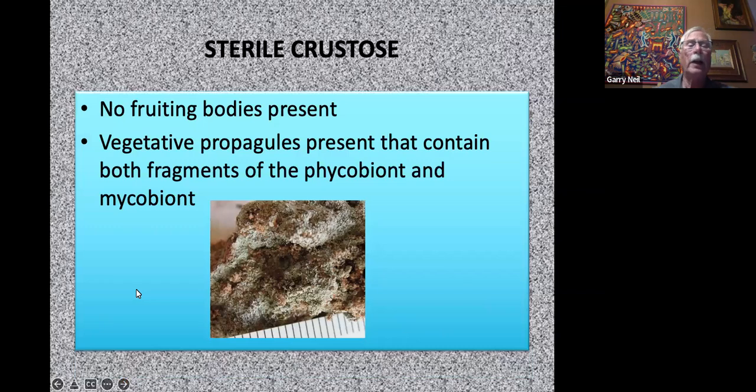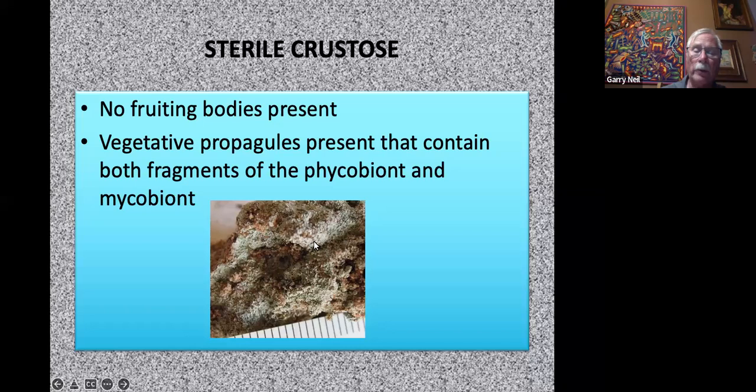All right, now some lichens that are sterile have no fruiting bodies present at all. And instead, how do they reproduce? They reproduce by what's called propagules. And what the propagules have are little pieces of a lichen that has both the fungus and the algae attached to it. In this particular case, we have this rock here, and you see this white powdery stuff.